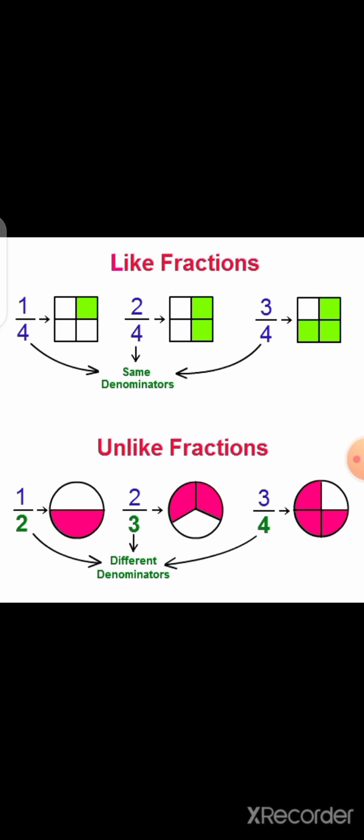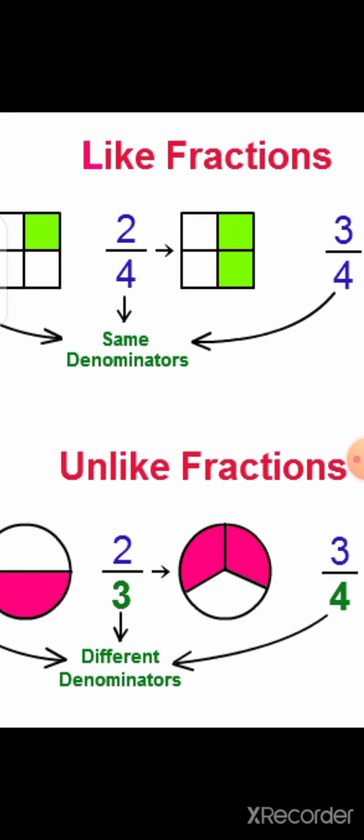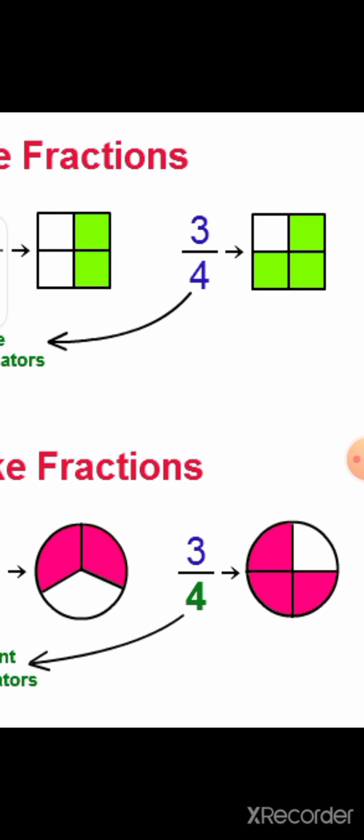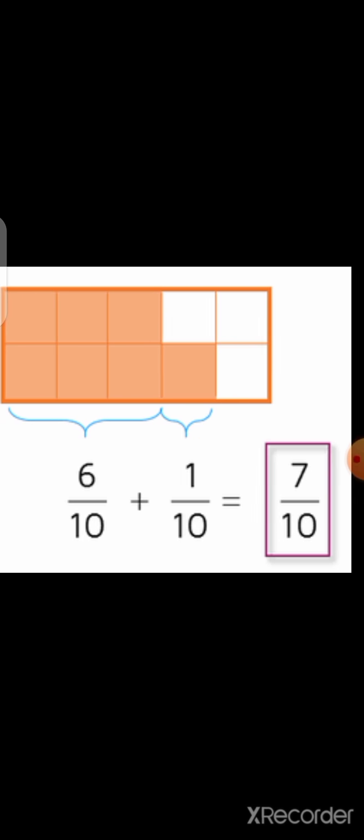And what are unlike fractions? In unlike fractions, denominators are different. Denominators are different means we will cut the object in different parts. In figure number 1, in the circle it is shown 1/2. Second circle shaded parts are 2 out of 3 equal parts. In the third one, 3 parts are shaded out of 4 equal parts. So 1/2, 2/3 and 3/4, which have the different denominators 2, 3 and 4, are called unlike fractions.